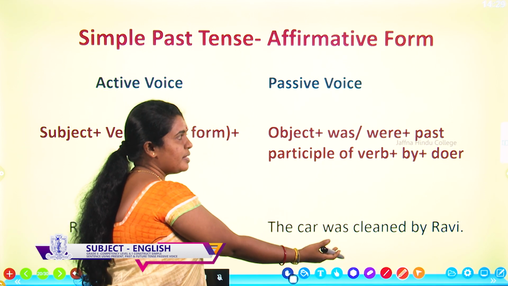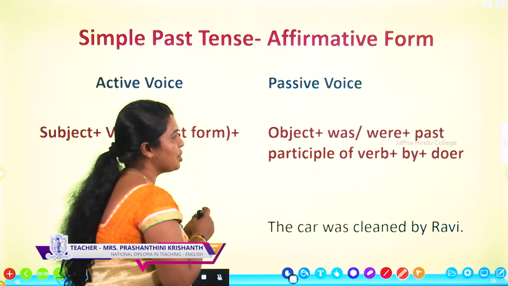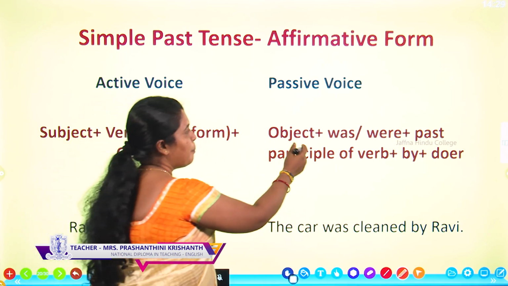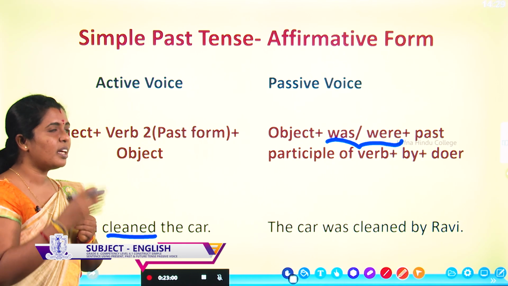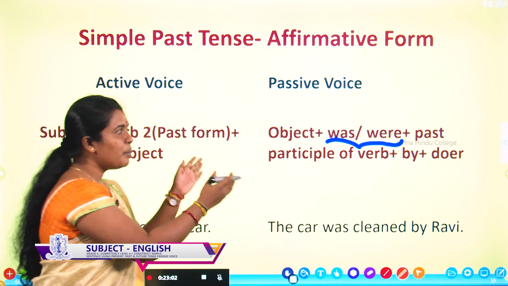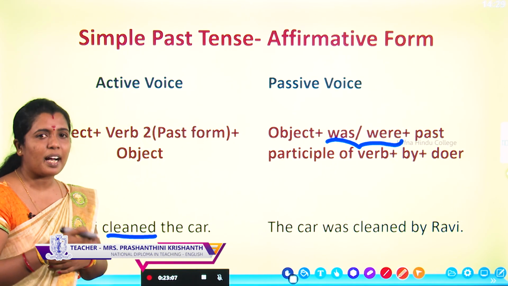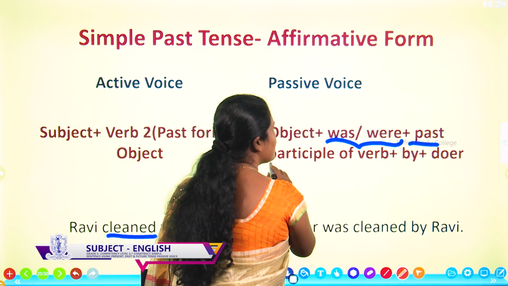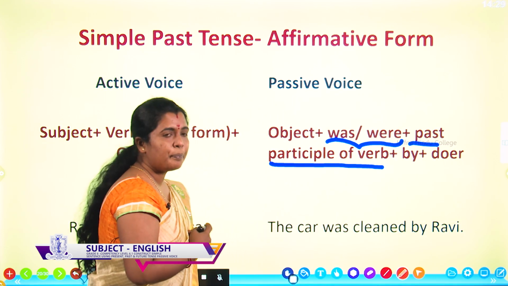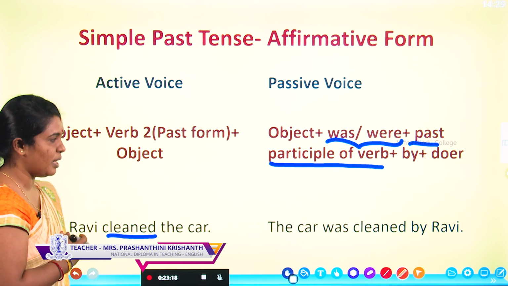So when you change this into passive voice, the format will be like this. What is the format? Object plus was or were, right? There already I taught you am, is, are. Here we have to use was or were. Why? Because this is past tense. Was or were. Then as usual past participle of the verb. Then by. Finally you have to put the doer, right?